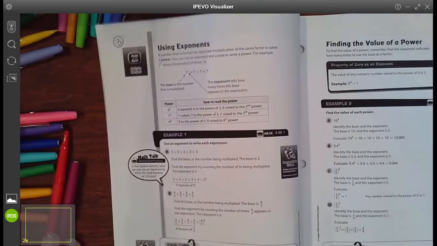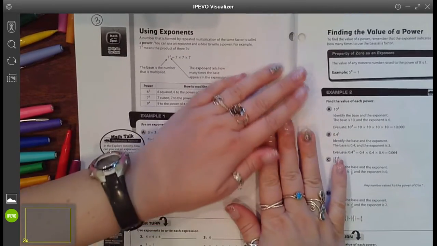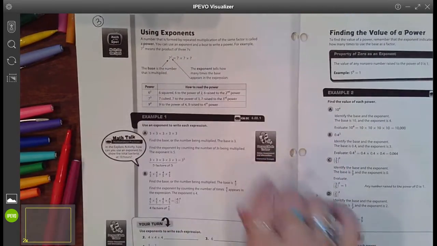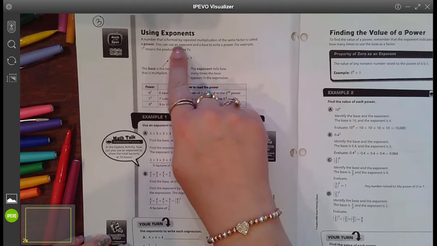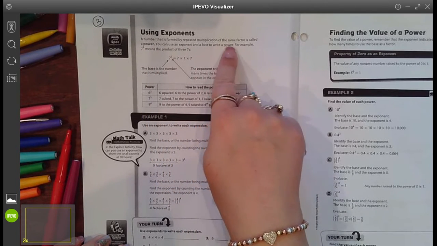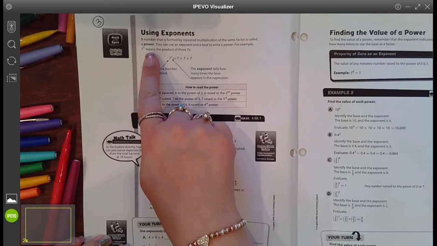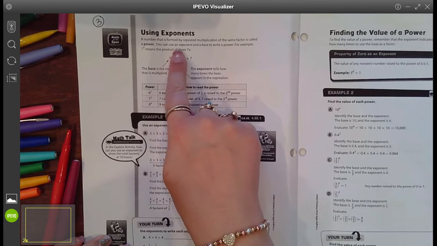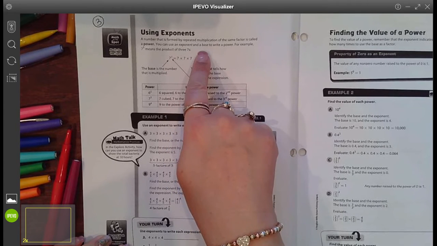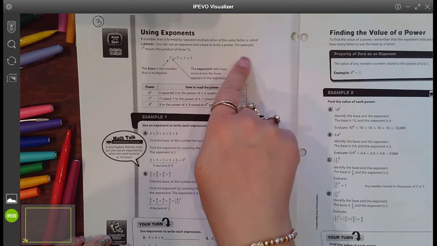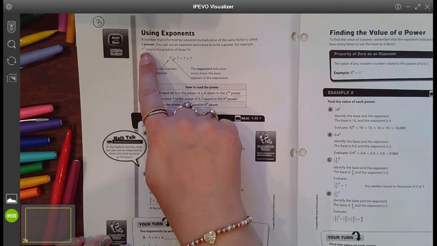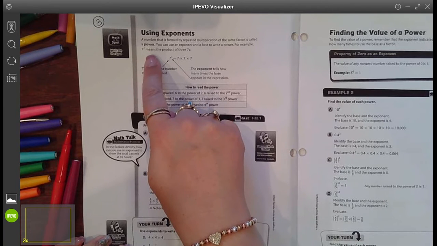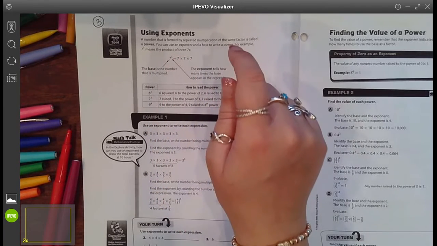Okay. So right here, if I take a look at the top of the next page, it says a number that is formed by repeated multiplication of the same factor is called a power. That little tiny number right there. You can use an exponent and a base to write a power. For example, 7 to the 3rd power, or 7 cubed, means the product of 3 7s.